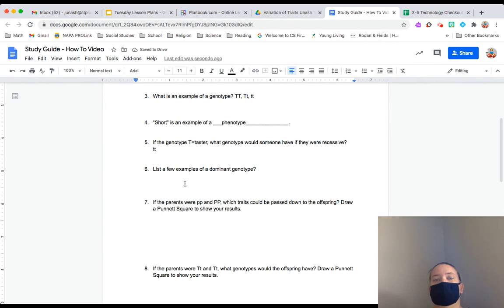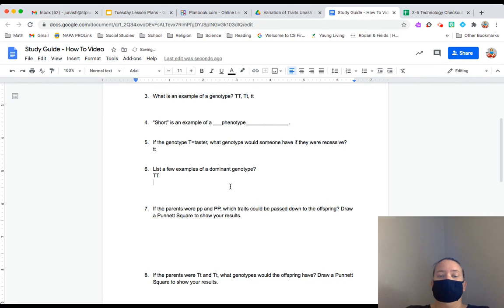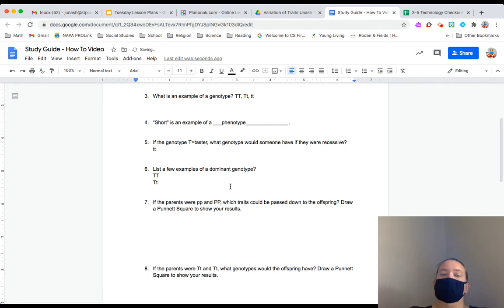A few examples of dominant genotypes, that would be the big letter, or we might see it as a big letter, little letter. Those would be the examples of a dominant genotype. It doesn't matter what the letter is. It could be big R, little r. It really doesn't affect the gene, what letters you use. It just makes sure that you have at least one big letter.